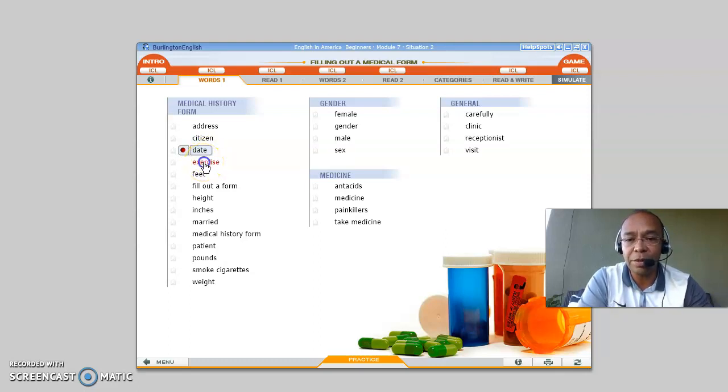Next word. Exercise. When do you exercise? Do you exercise? Sometimes they ask you if you exercise. If you run, you do exercise. If you lift weights, that's exercise. If you do aerobics, exercise.